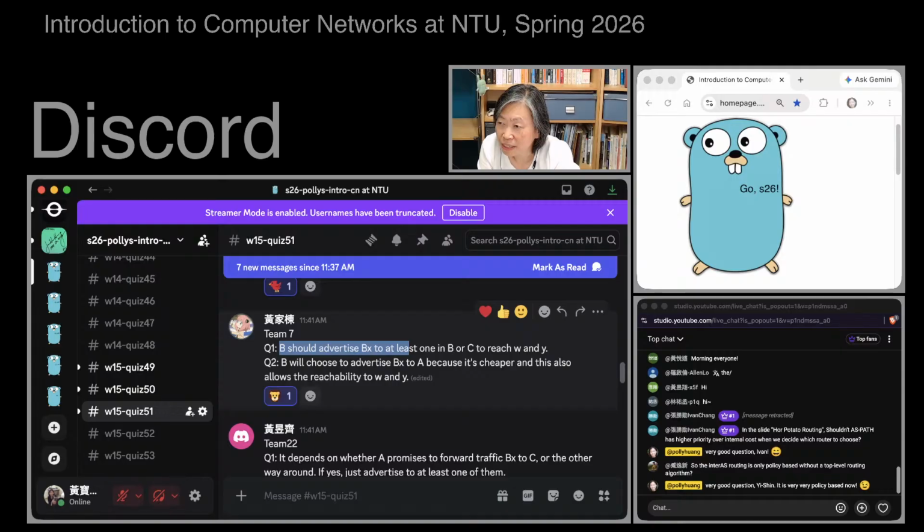Let's see. Jordan says B should advertise BX to at least 1. So this is minimum reachability. So, don't you think that for Q1, advertising to just 1 is the minimum, must-have? Advertising to both doesn't hurt. It maximizes the reachability, and potentially you provide a better service. So sending to both is not such a bad idea. So it's a range: at least 1, to both, either way is fine. Sending to none is obviously not okay.